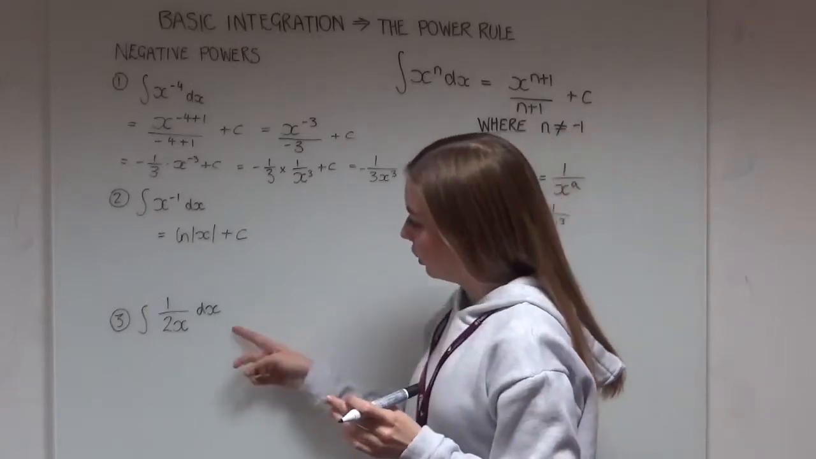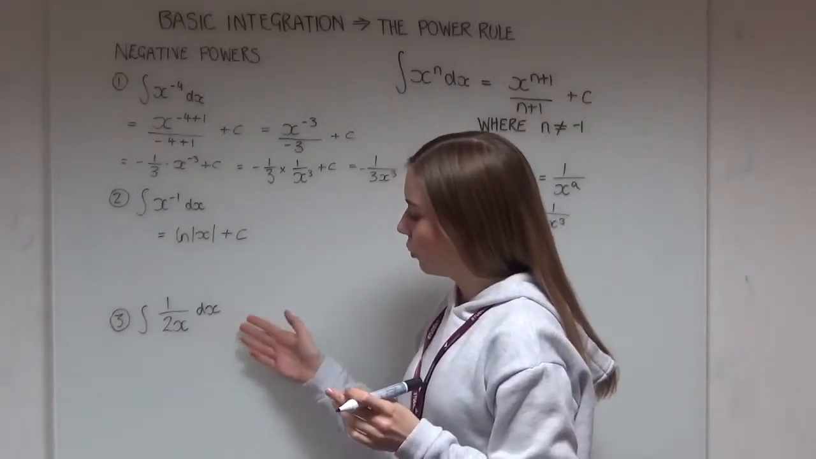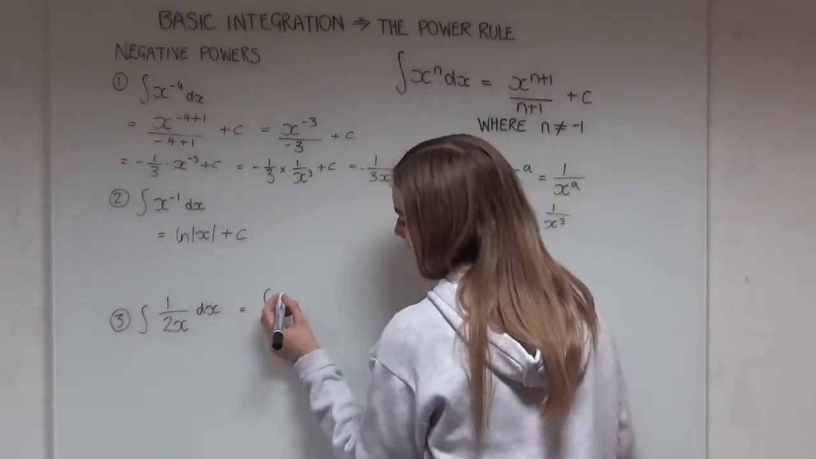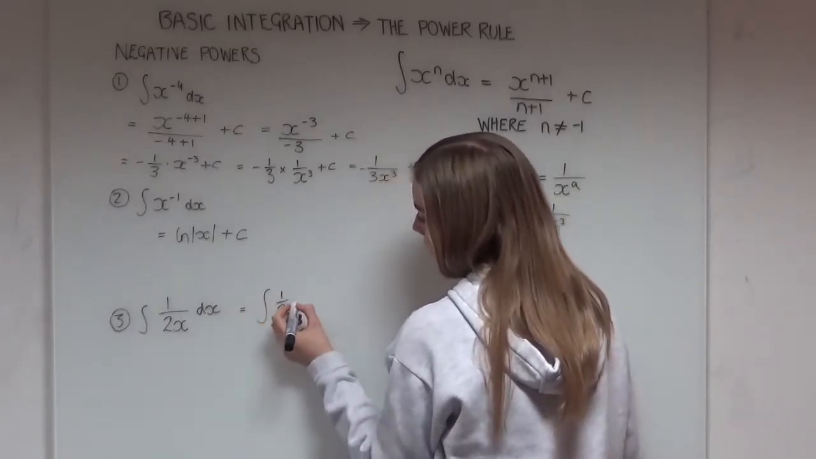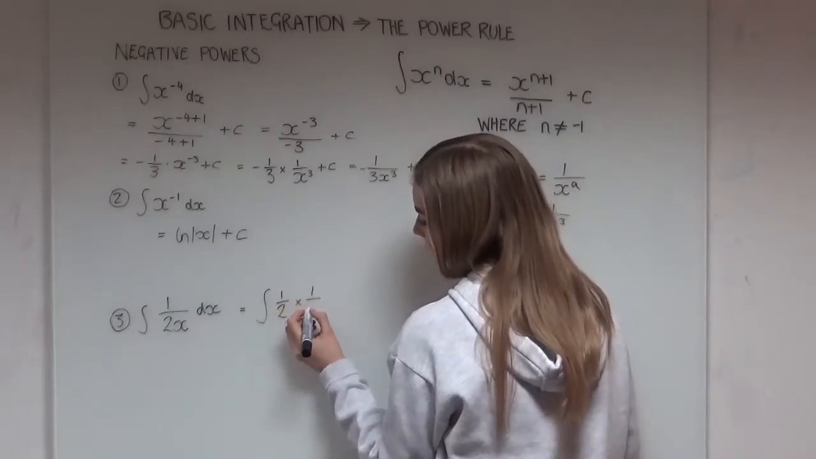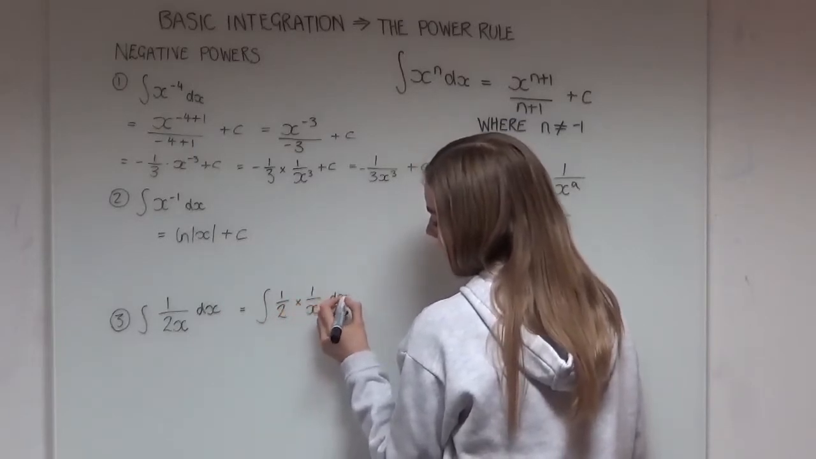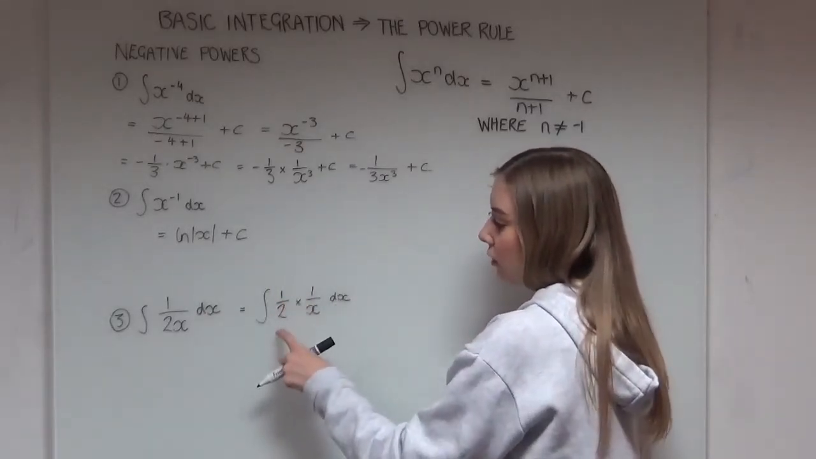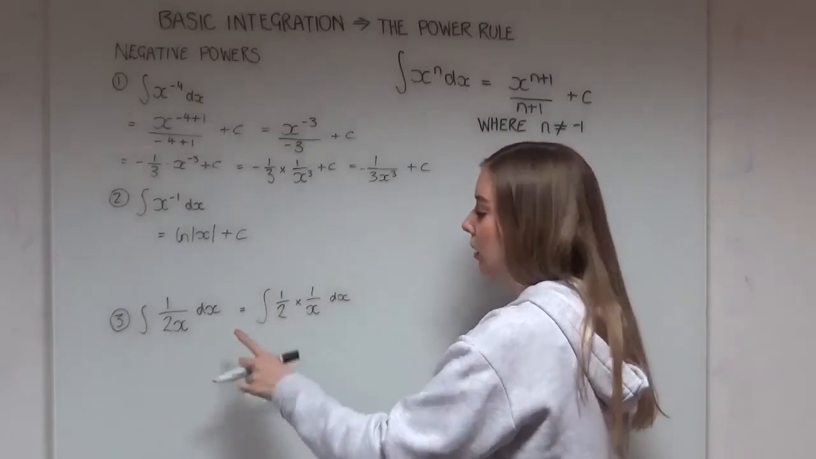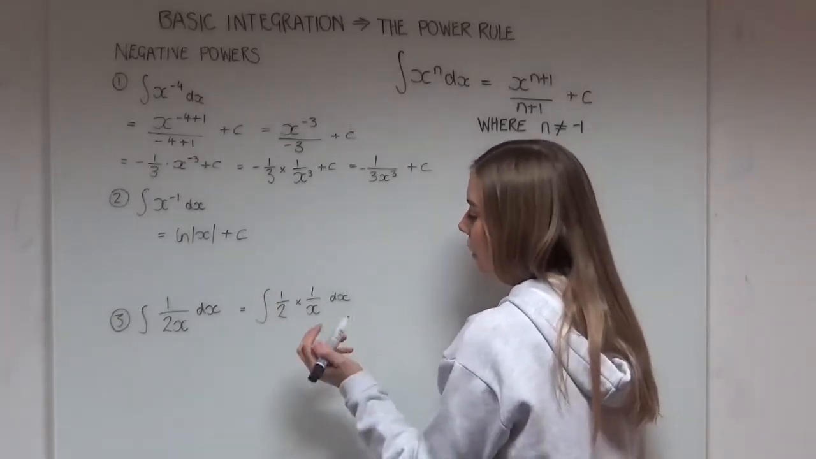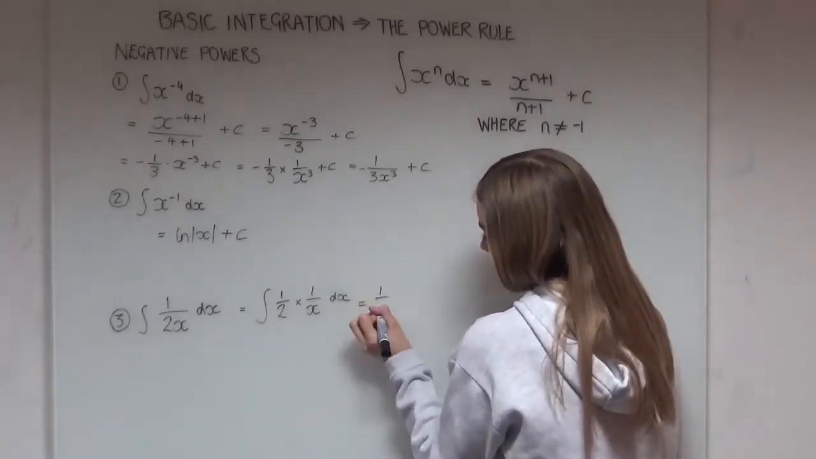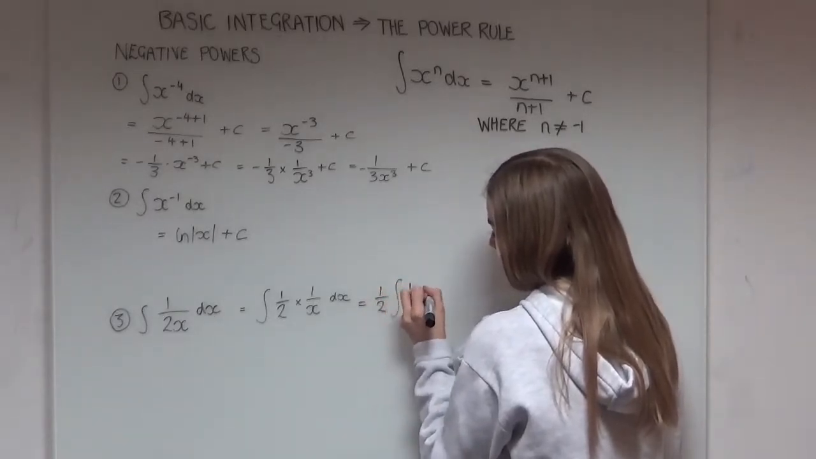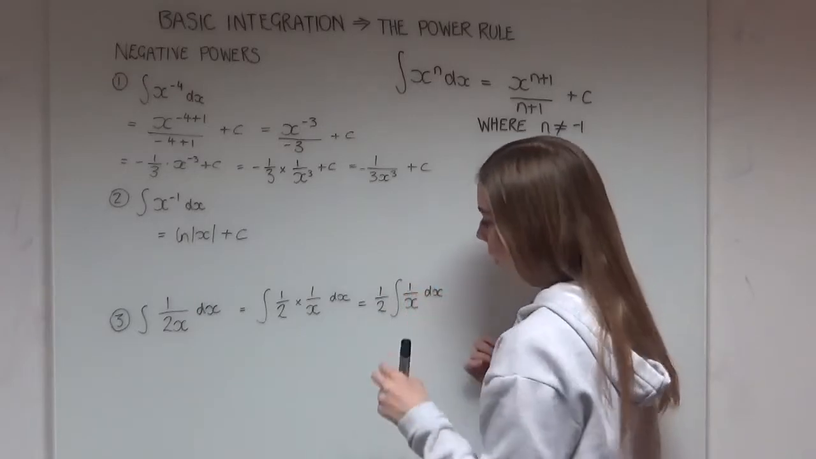Then our next question is to integrate 1 over 2x. So first of all I'm going to rewrite this as 1 over 2 multiplied by 1 over x, and we're integrating with respect to x. Then we have this constant number here, so we can just take it outside of the integral, and that will make it easier because we've got less to integrate. So that's 1 over 2, and then the integral of 1 over x dx.